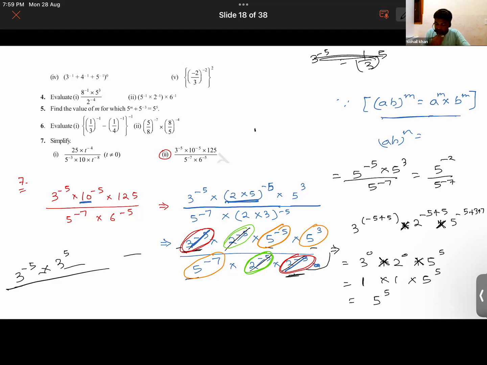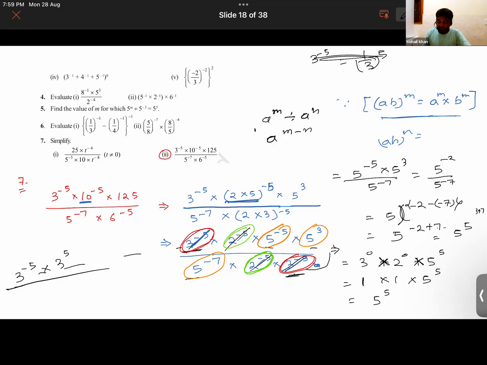Okay. And we also know when a raised to the power m is divided by a raised to the power n, you simply subtract their exponents. So it would have been solved like this: 5 raised to the power minus 2 minus minus 7. Getting it? Minus 2 plus 7. So it is 5 raised to the power 5 here. Right. Hope this question is clear.